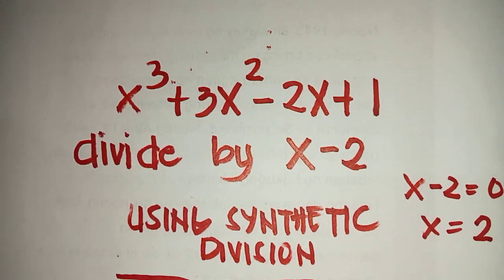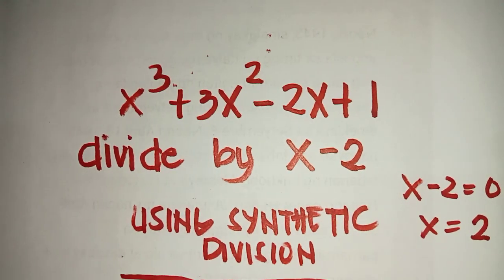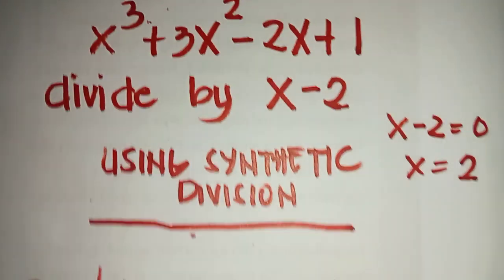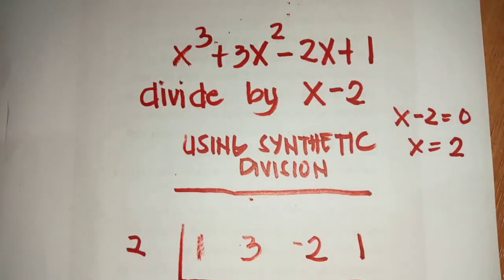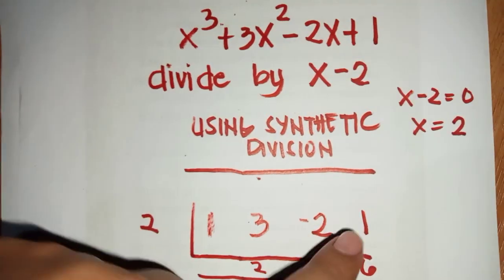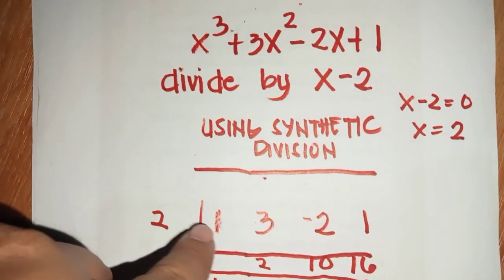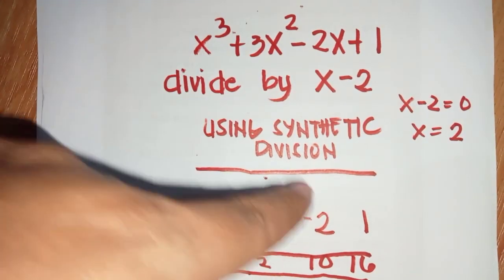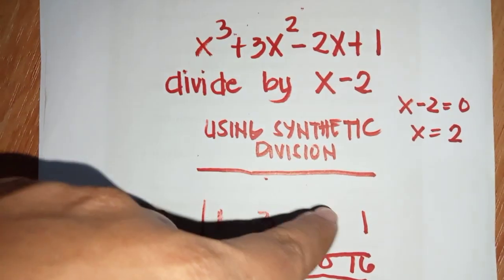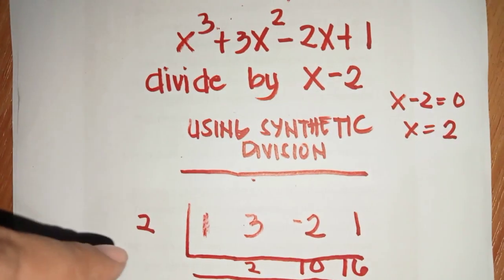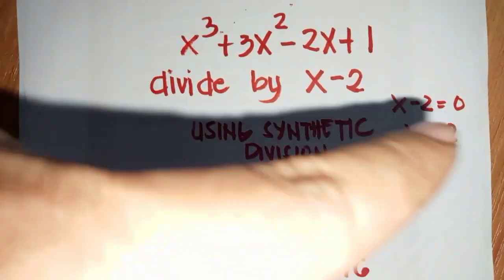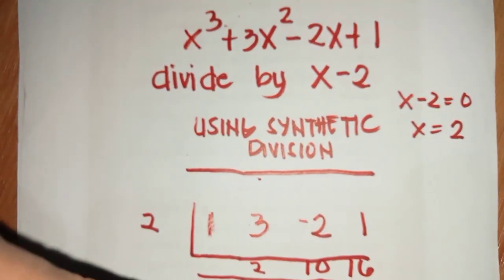Okay, just copy the numerical coefficient of every term. Just like this. 1 coming from here, 3 coming from the 3x, negative 2 from the negative 2x, and 1 for the constant. Then the 2, which is the result with the value of x.